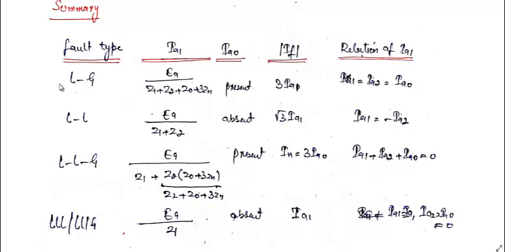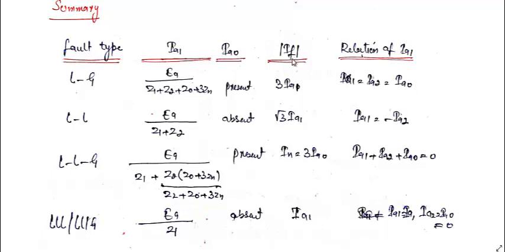So zero sequence currents will be present in LG fault. Actually, all the sequence currents will be present here. In double line fault, IA0 will be absent, but IA1 and IA2 will be present. In double line to ground fault, IA0 will be present. All sequence currents will be present. And in case of three-phase fault, IA1 will always be present.